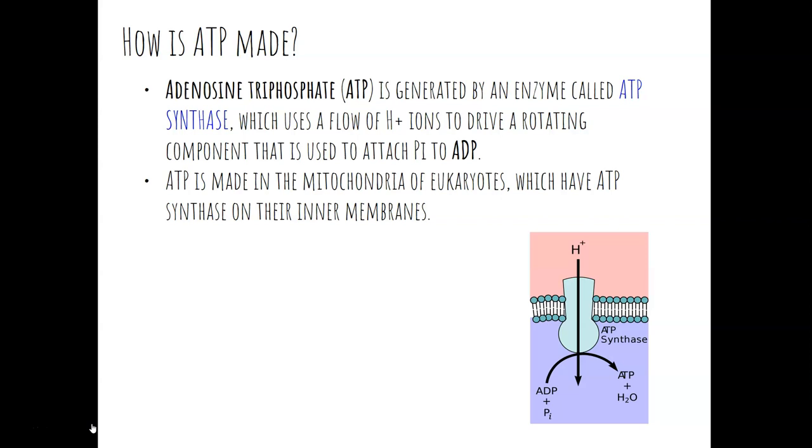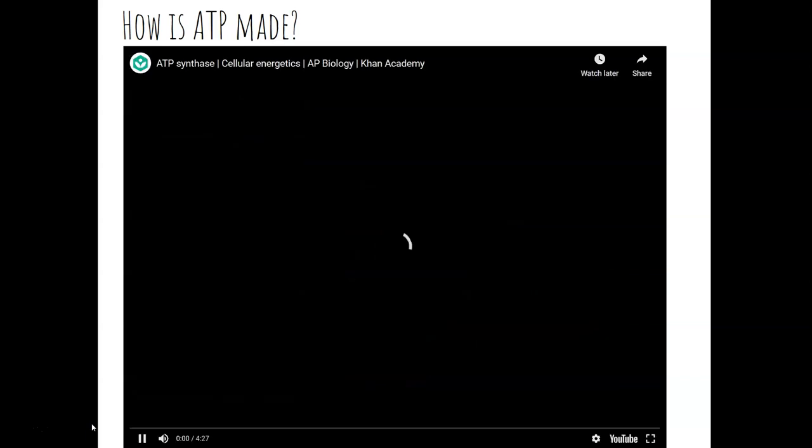In a very similar way, hydrogen ions flow through the ATP synthase molecule, and it actually has that rotating component that is like a turbine, and that will actually help to connect phosphate to adenosine diphosphate to create ATP. In eukaryotes, ATP is made in the mitochondria, which have ATP synthase on their inner membranes. Slightly different in prokaryotes, but we'll focus on eukaryotes.